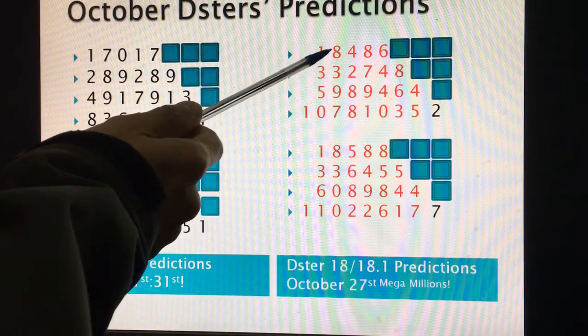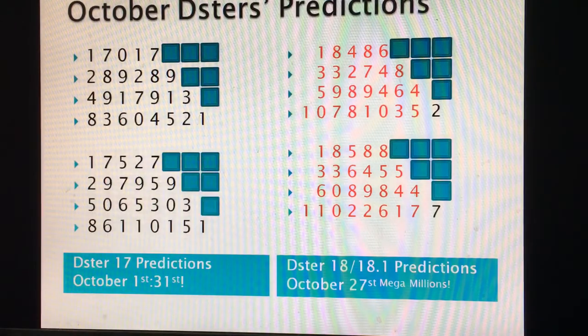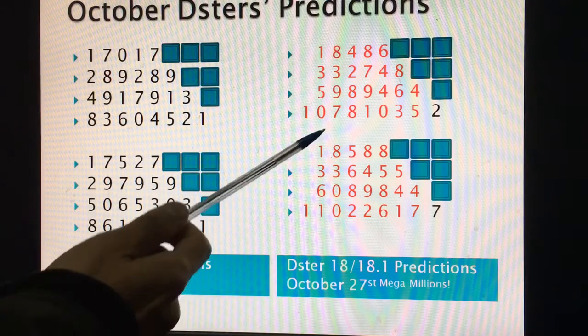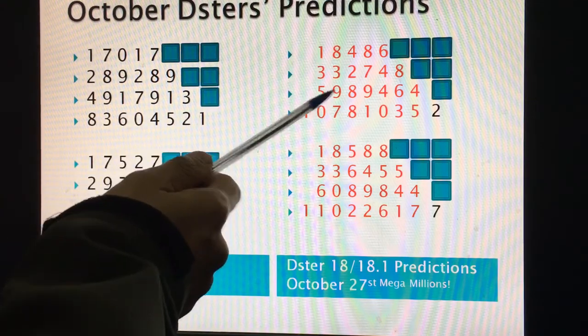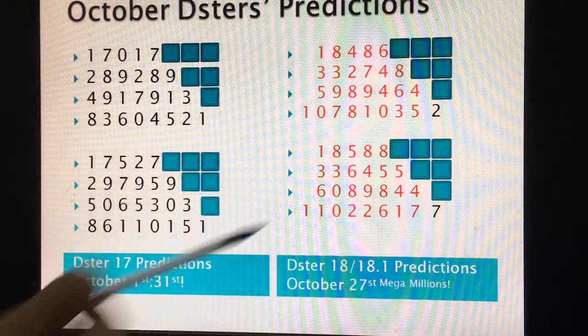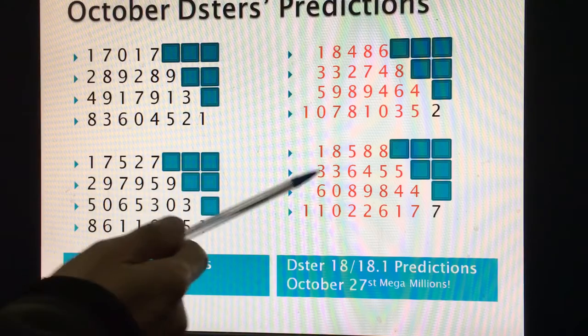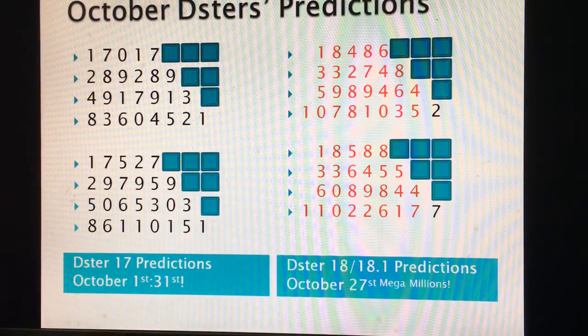With 18 and 18.1, you get close digits. As you can see, when you compare the 4 sets of numbers from D-Star 18 to the 4 sets of numbers from D-Star 18.1, the numbers are close to each other when you compare set by set, line by line. So the first set, second set, third set, and 4th set are closer when you compare D-Star 18.1. The numbers are not that far apart. Okay.